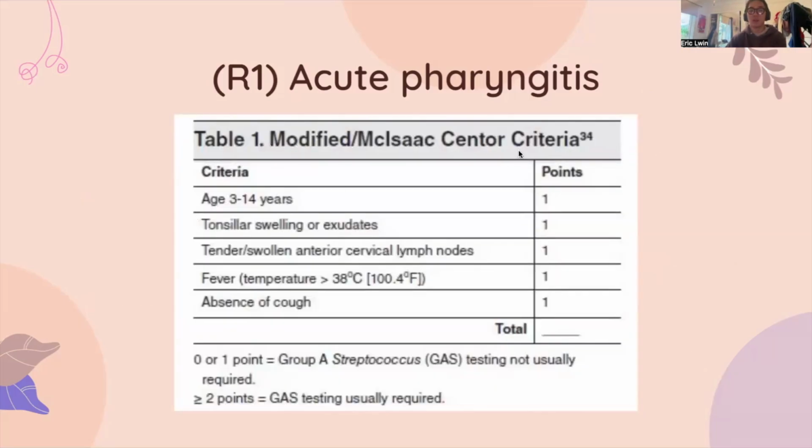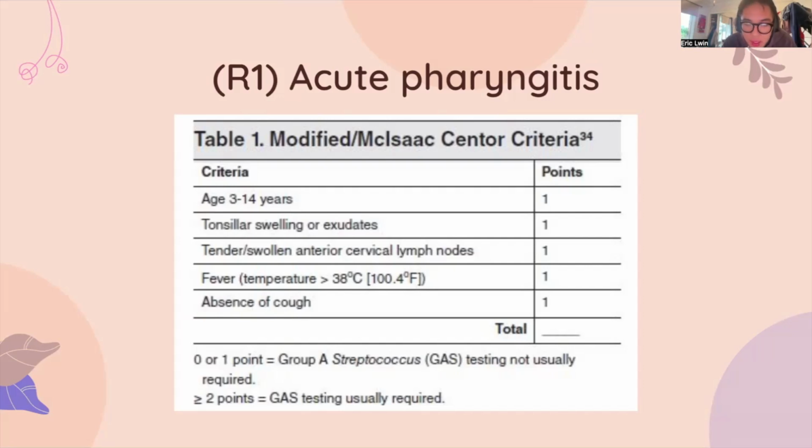So this Centor criteria, I'm not sure if you guys have heard of it, is the scoring mechanism we use to grade whether or not a child or patient will be indicated to get a throat swab for pharyngitis. Basically, this is graded on how much you would suspect a bacterial infection as opposed to a viral infection. So for each of these, you score a point. If you're aged 3 to 14 years, if you have tonsillar swelling or exudate, if you have tender, swollen anterior cervical lymph nodes, if you have a fever greater than 38 degrees, and if you have an absence of a cough, these will all point to a bacterial cause.